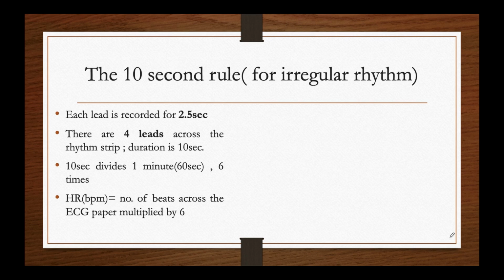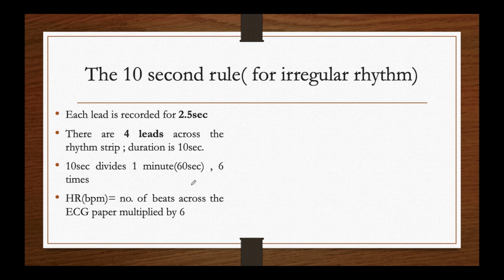And since there are 4 leads across the ECG paper, we are going to multiply 4 by 2.5 seconds, and we are going to get 10 seconds. That's how we come by the 10 seconds rule. What it means is the whole rhythm strip, the whole ECG paper, is running for 10 seconds. Now, since we measure the heart rate in a minute, which is 60 seconds, then we must divide 60 seconds by 10 seconds, which will give us 6.